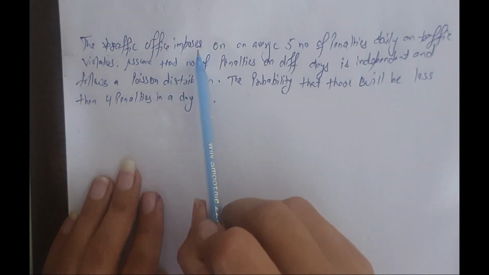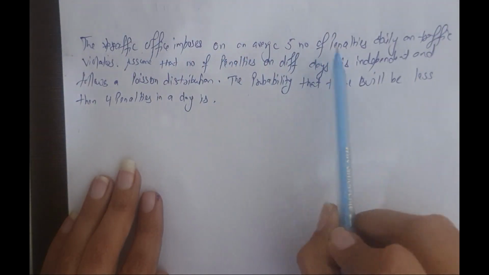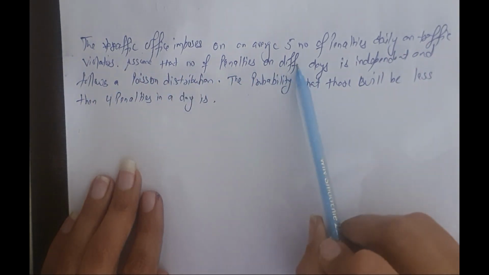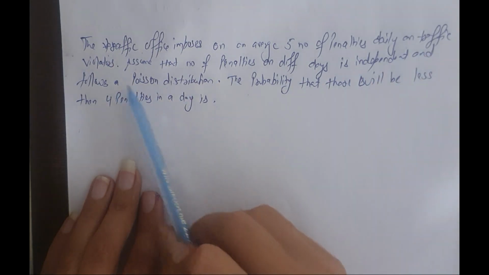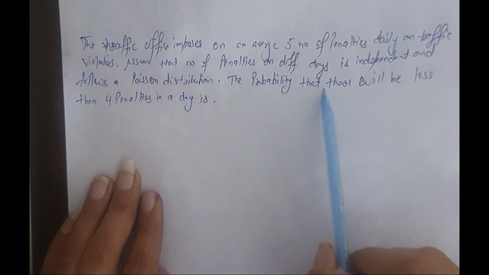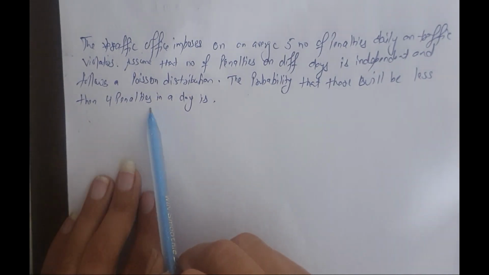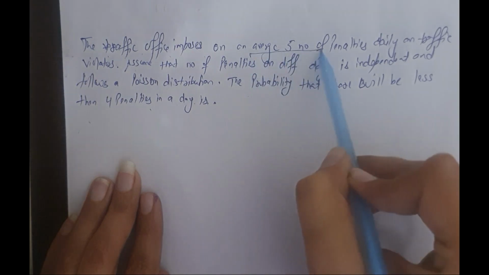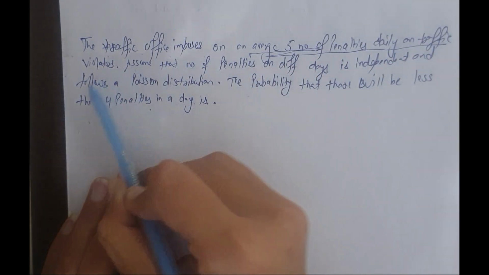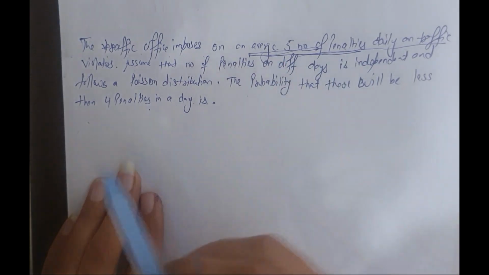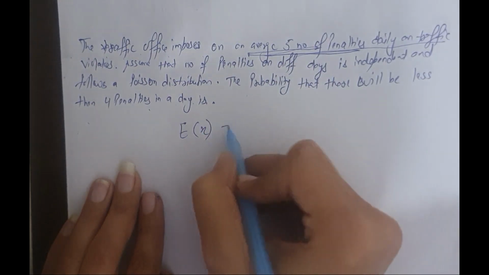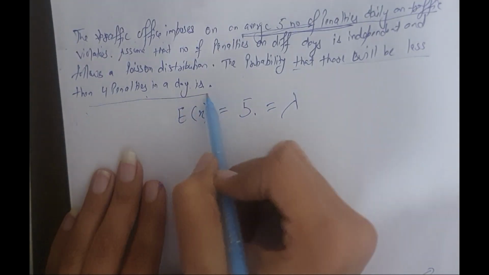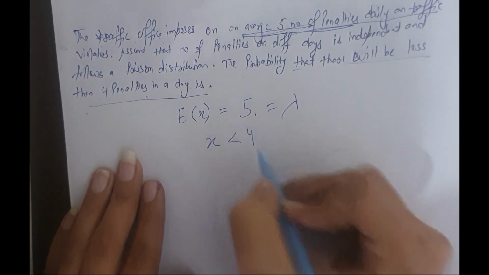A traffic office imposes on average 5 penalties daily on traffic violators. Assume that the number of penalties on different days is independent and follows a Poisson distribution. The probability that there will be fewer than 4 penalties in a day is. Now the traffic police imposes an average of 5 penalties daily on traffic violators. Average means E(X), that is 5, that is lambda. Now the probability that there will be fewer than 4 penalties, that is X less than 4.